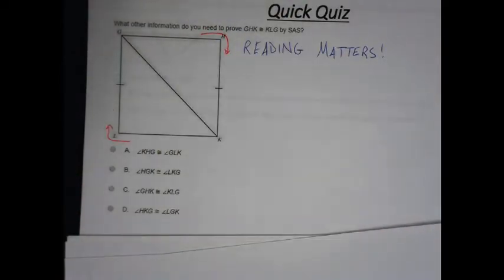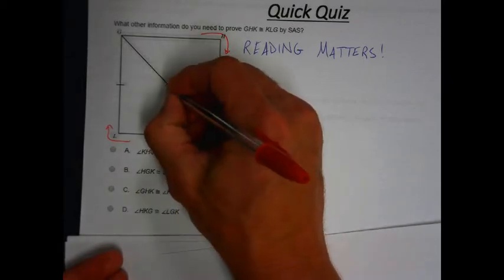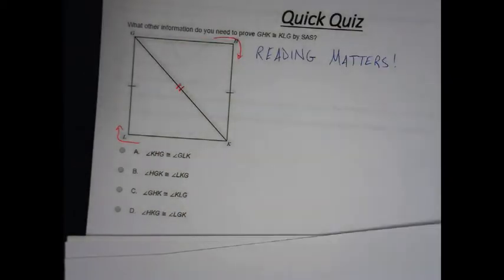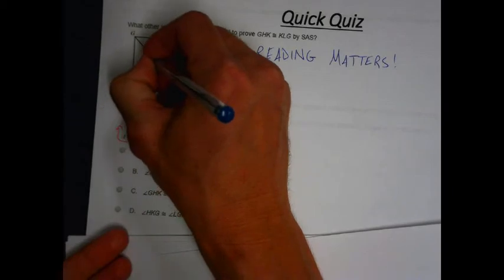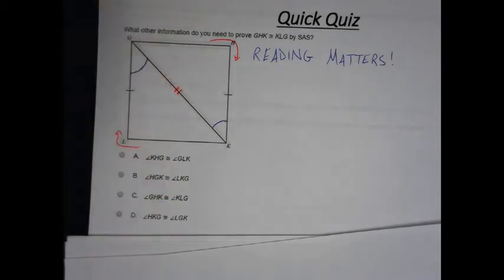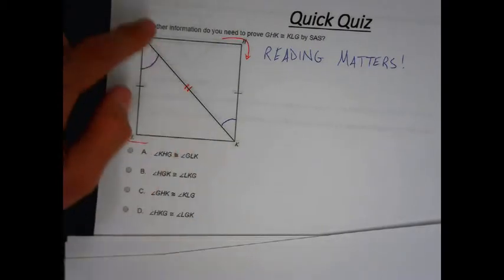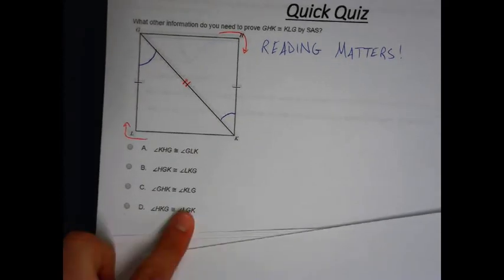So what do we currently know? We currently know that we have our 2 sides congruent, and we know by the reflexive property that that diagonal side is congruent to itself. So we know that. We have to now prove the included angle. So we have to show the included angles being congruent. That's what we have to show. That's the other information we need. And so the only question is, well, which one of these reads that, right? So we have to look at angle LGK and angle GKH. So we're going to look for LGK and GKH.